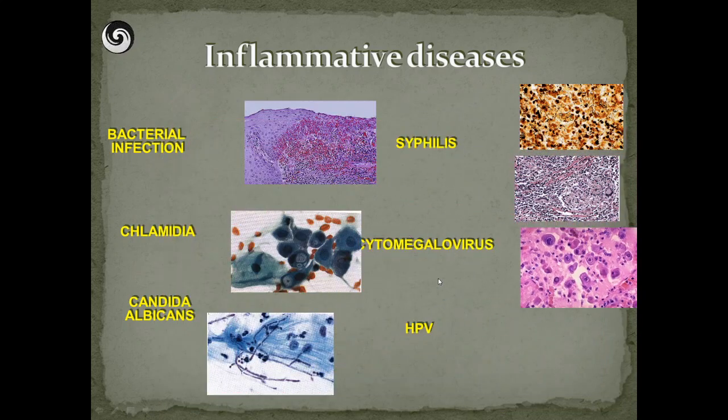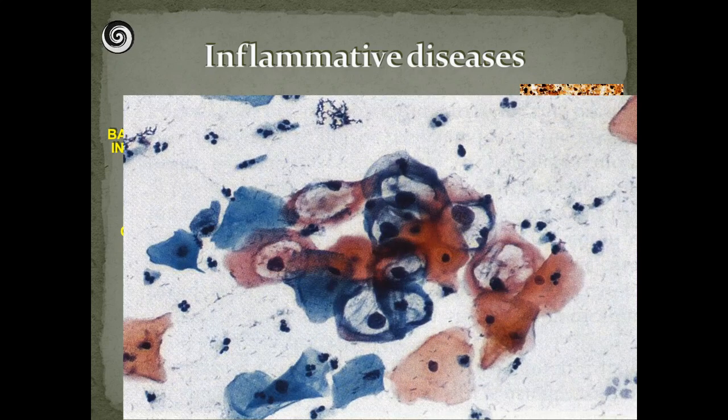So, move on. The most common inflammative disease is due to human papilloma virus. Here you see this big, huge light zone. It is called a perinuclear halo. The presence of perinuclear halo is a feature of HPV infection.